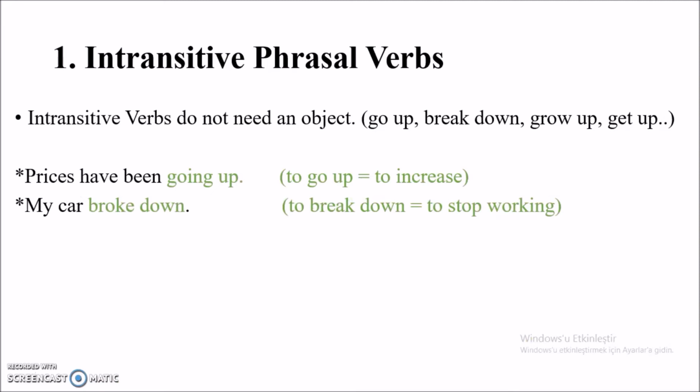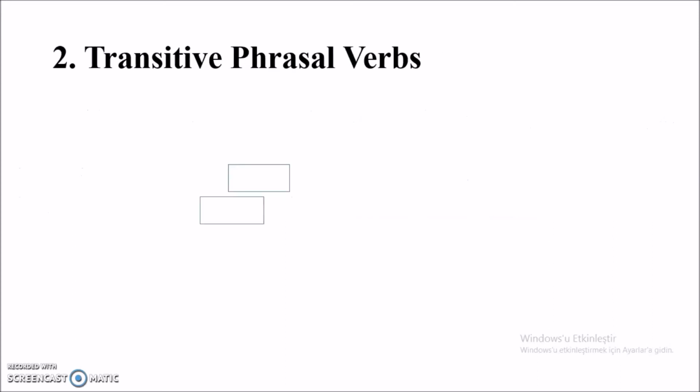So in here, as we said, to go up is a phrasal verb, but it means to increase. Okay? When you say prices have been going up, I understand from the sentence what has been going up. Okay? I have the answer. Prices have been going up. Or my car broke down. When I ask the question, what broke down? My car broke down. So they don't need an object to have a complete meaning.